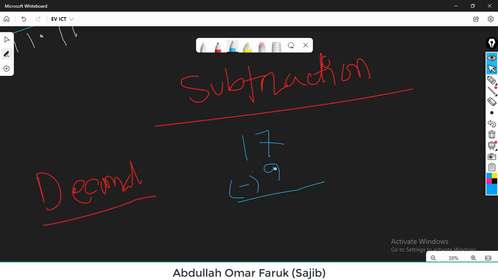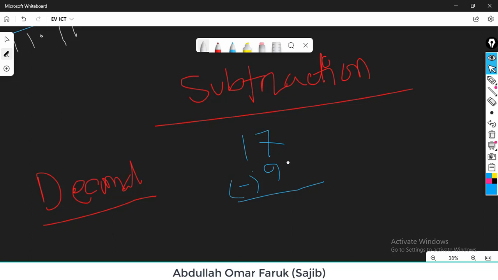So you see that at the higher position the number is 7, at the lower position the number is 9. So can we subtract 9 from 7? Is this possible? This is not possible. Actually this is not possible, because we cannot subtract a higher number from a lower number. As you see, 7 is lower compared to 9, so we cannot subtract it.